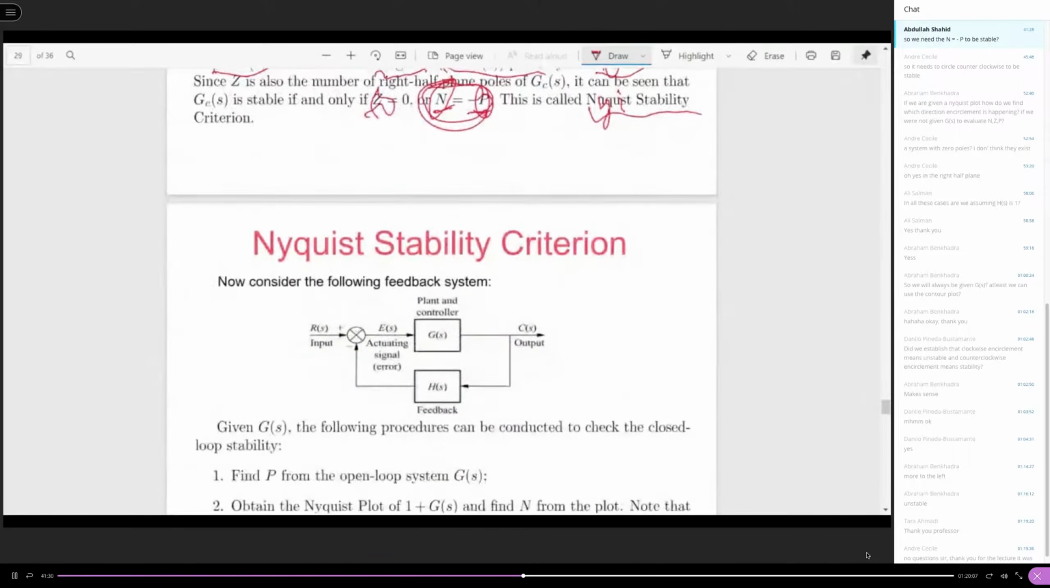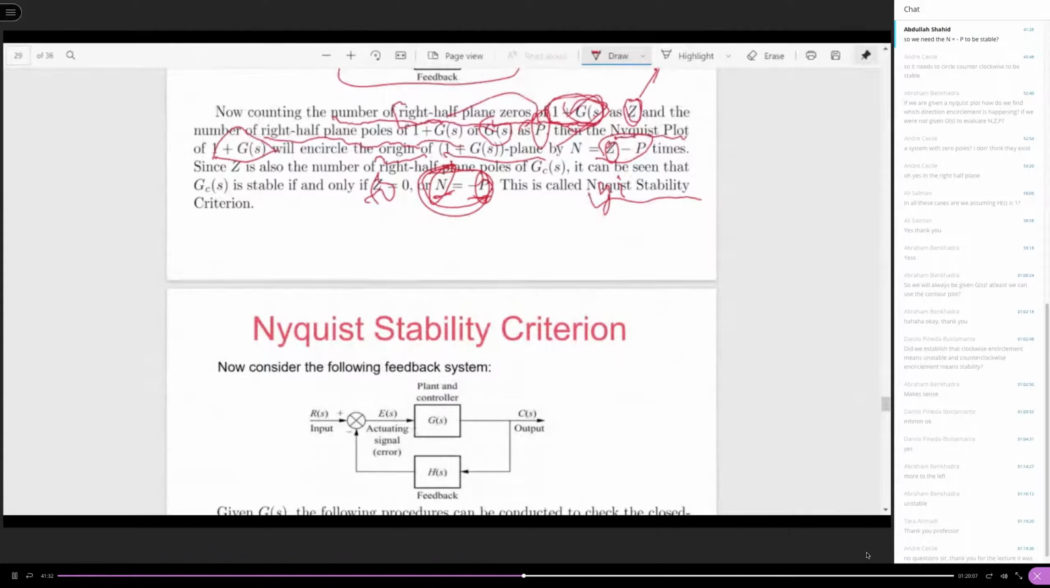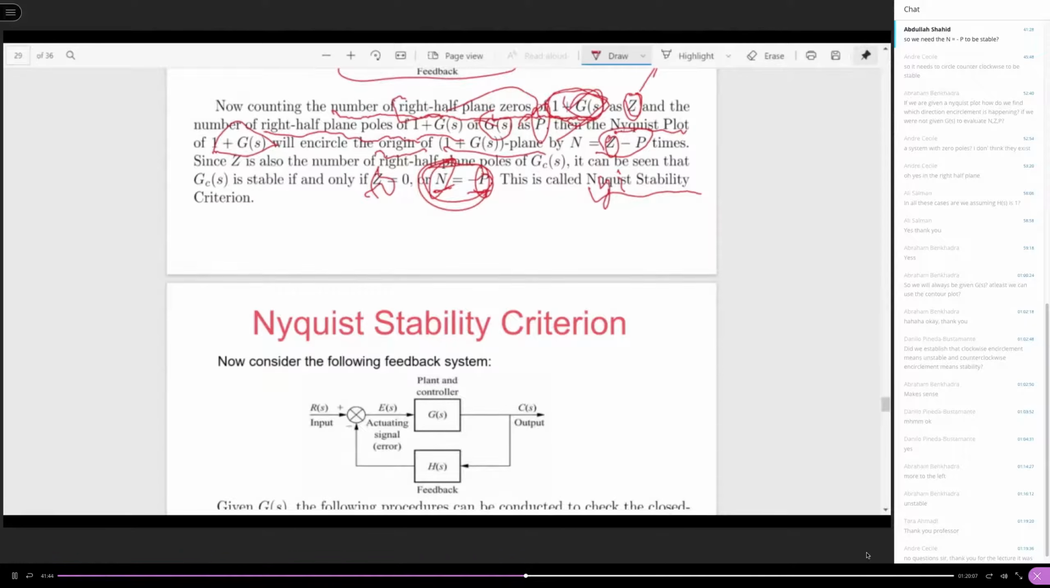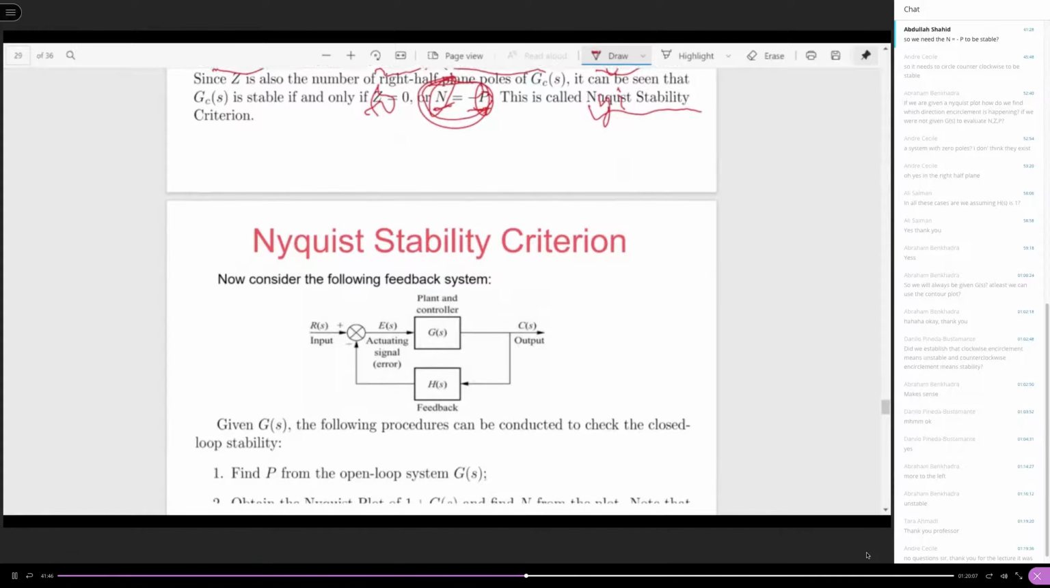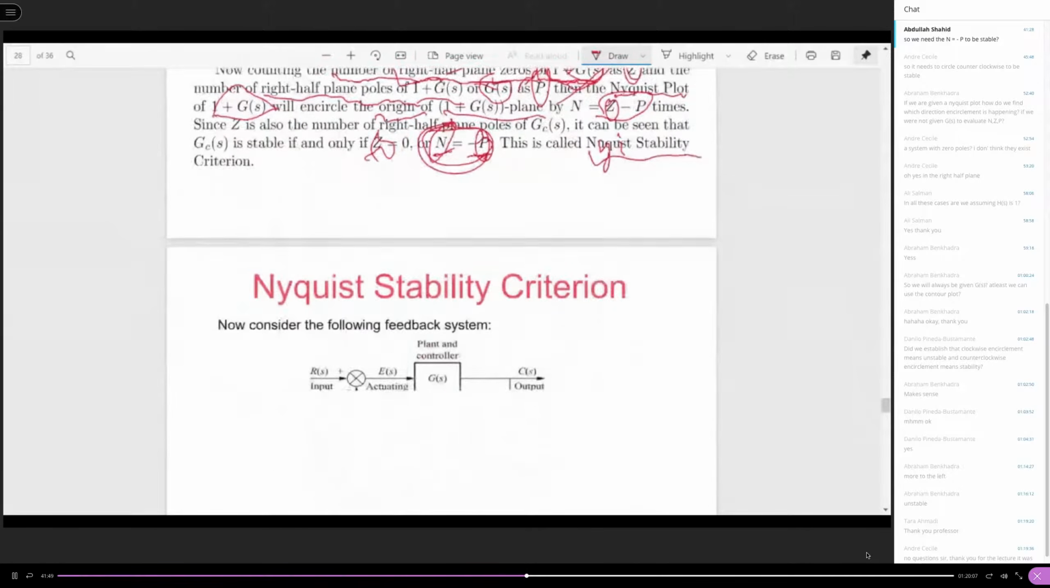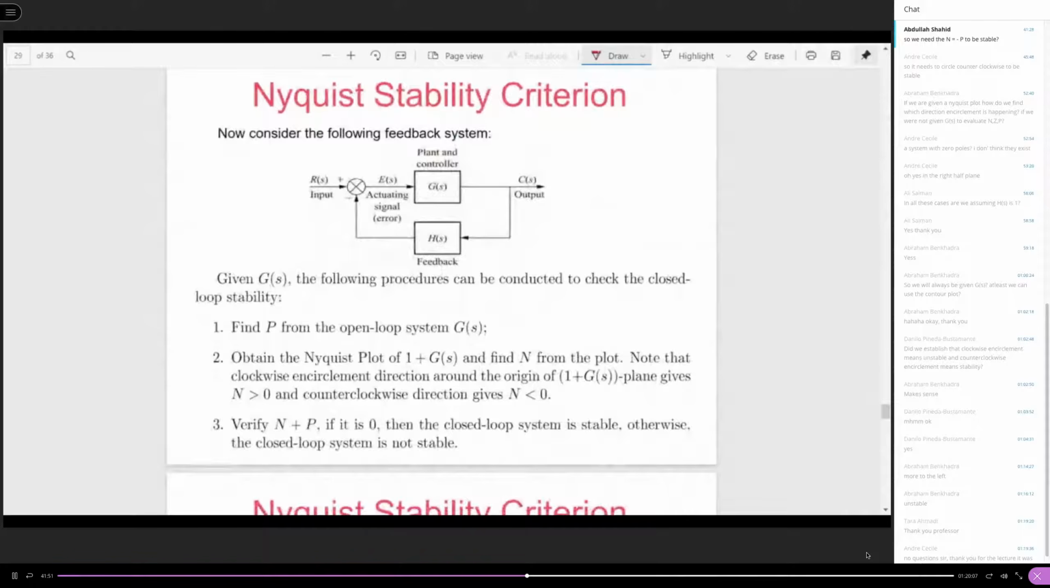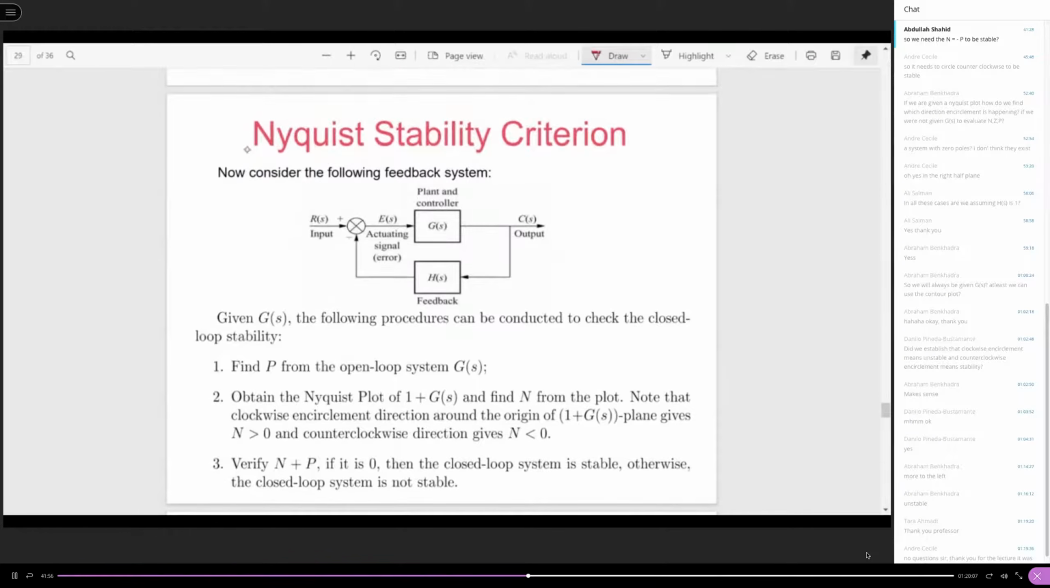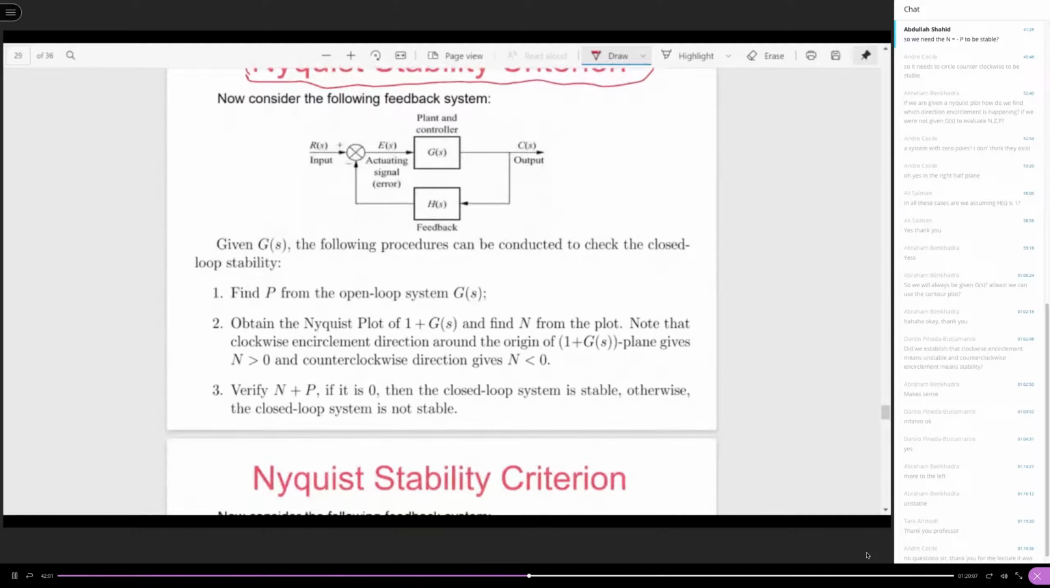Any other questions? Yes, that is the condition that should be satisfied for the closed loop system to be stable. So now let's go further. I can summarize the procedure to apply the Nyquist stability criterion here. The procedure is this.